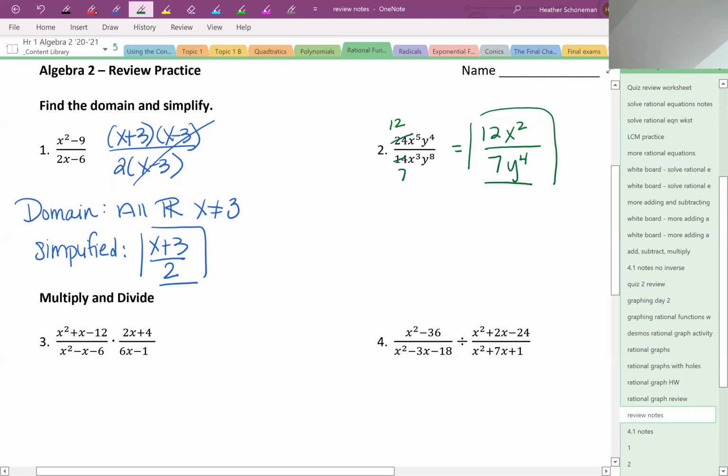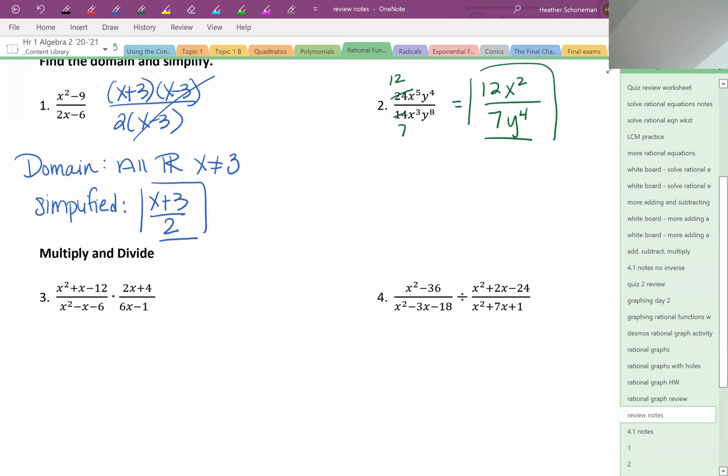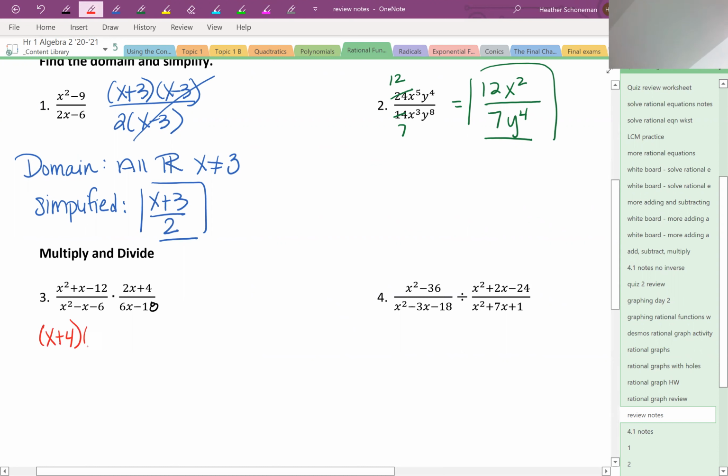Now in the next group, we're multiplying and dividing. You cannot multiply and divide until you factor. And we know we need to factor if there's pluses or minuses. So on the first one, when I go to factor that, that's going to give me x plus 4, x minus 3. This one's going to factor to x minus 3, x plus 2.